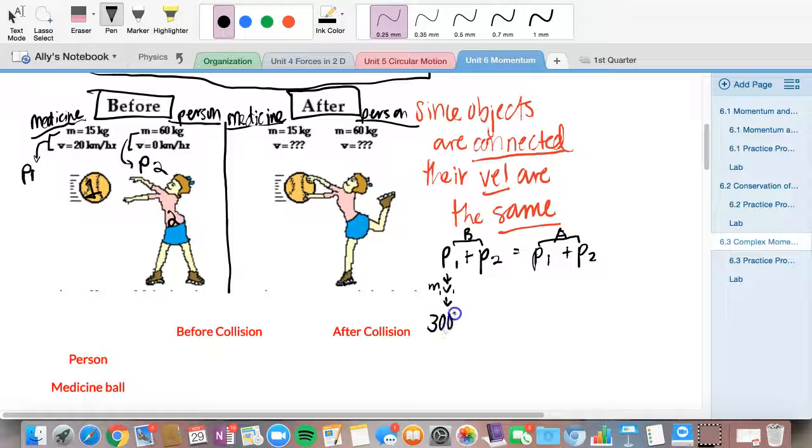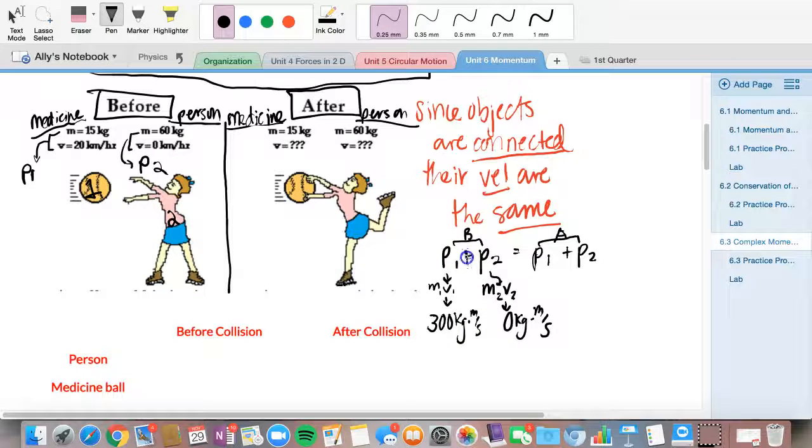This is momentum, so my unit is kilograms times meters per second. Now let's find the momentum before of object 2. So the mass of object 2 times the speed of object 2. The mass of object 2 is 60 times the speed of object 2. So 60 times 0, what's that going to be? It's going to be 0. There's no momentum. That should make sense, guys, because if an object's not moving, there's never momentum.